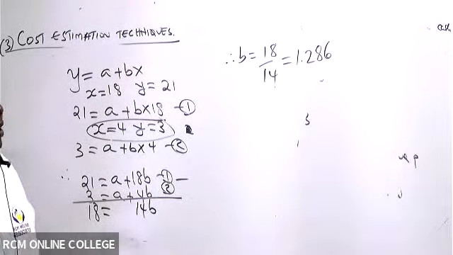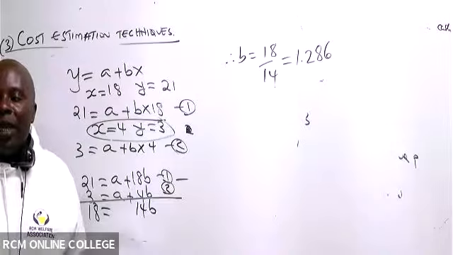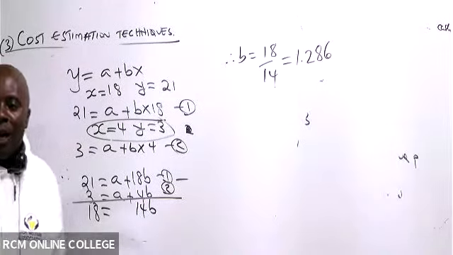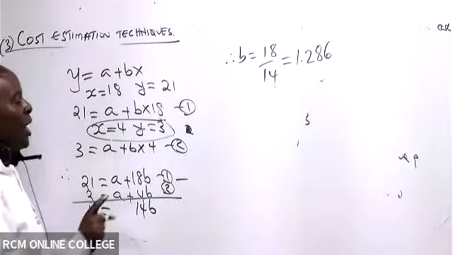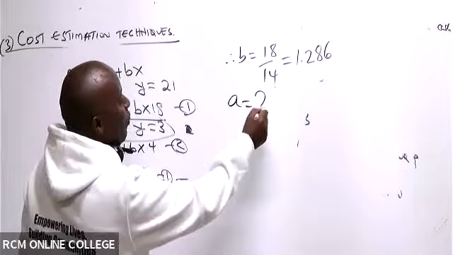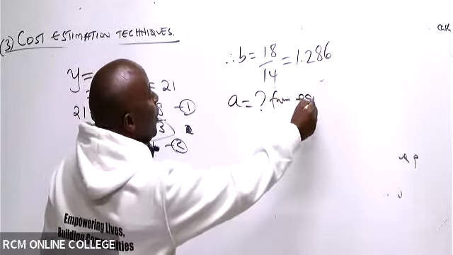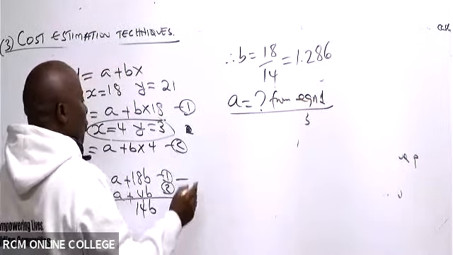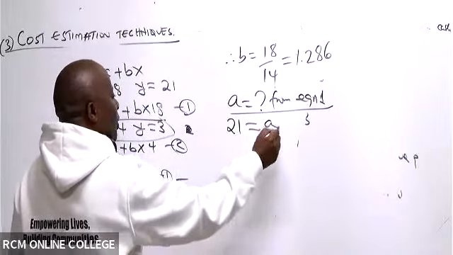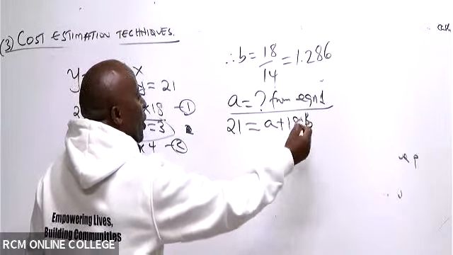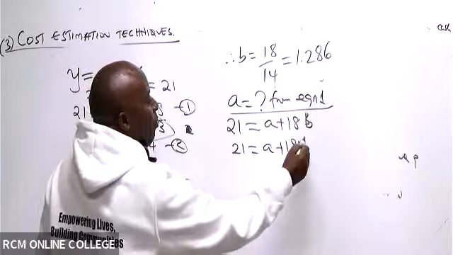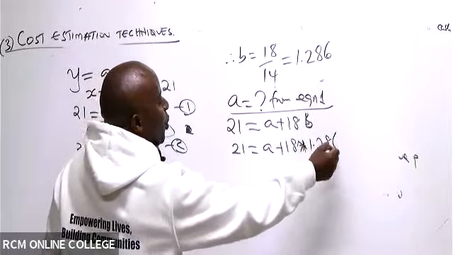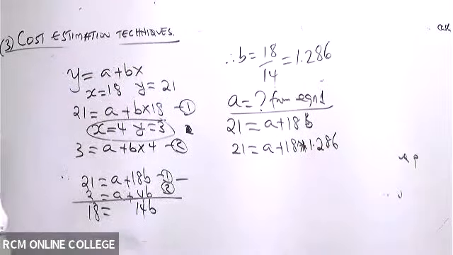Thank you so much. Then what do you think I will be able to do to get the value of a? What do I do to get the value of a? We substitute, isn't it? We'll ask ourselves, what is the value of a from equation number 1? So from equation number 1, this is 21 equals a plus 18b. And unfortunately, we know the value of b. The value of b, ladies and gentlemen, is 1.286, isn't it? Is 1.286.